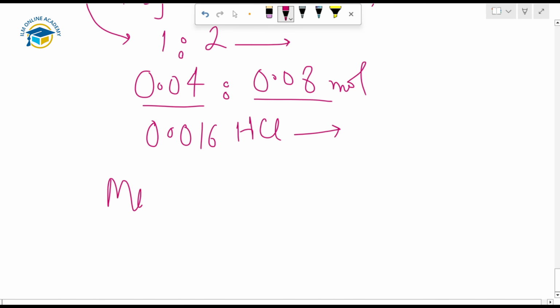So the mass of magnesium chloride will be: mass equals moles times molar mass. So 0.03 are the moles of magnesium chloride. You can find out the moles by doing this one. It's 0.16.